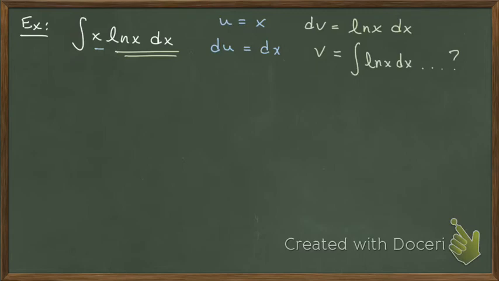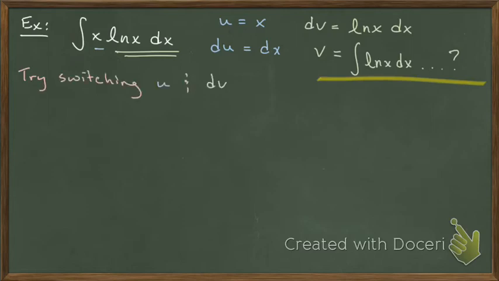If you have trouble with that, it doesn't mean that going from u to du is difficult. No, it's just impossible for us here to go from dv to v. We don't know the formula, and yes, you could look it up, but when you're in a situation like this is when you want to try switching your u and your dv. Okay, you've maybe chosen incorrectly.